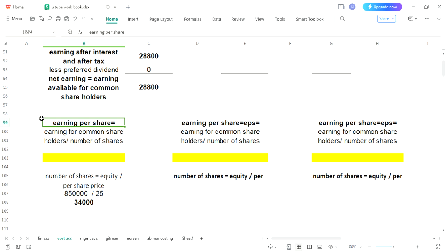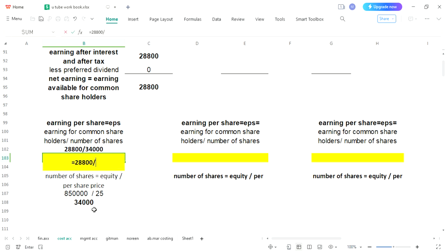This is also called earning per share, EPS, for which we need earning for common shareholders. Look over here, earning available for common shareholders 28,800, and we need to divide it by the number of shares calculated over here, 34,000. So the statement is completed.